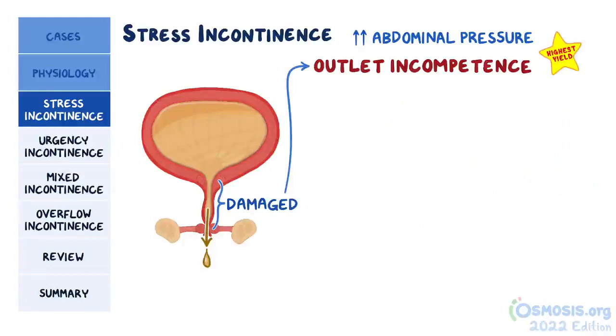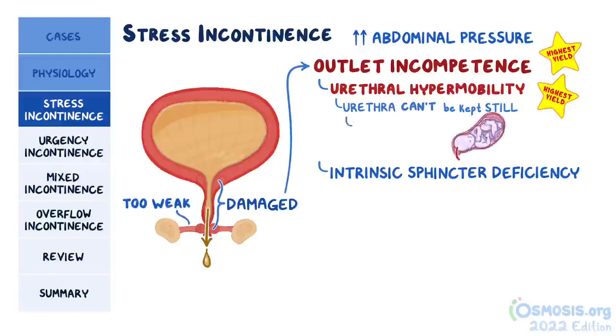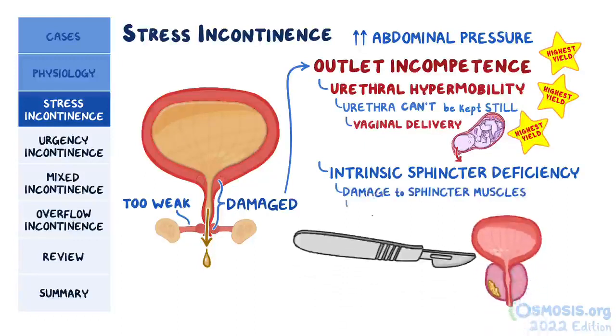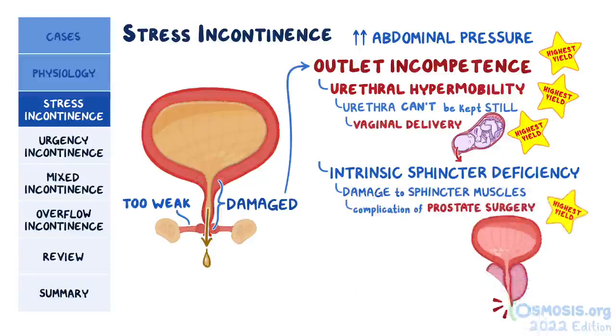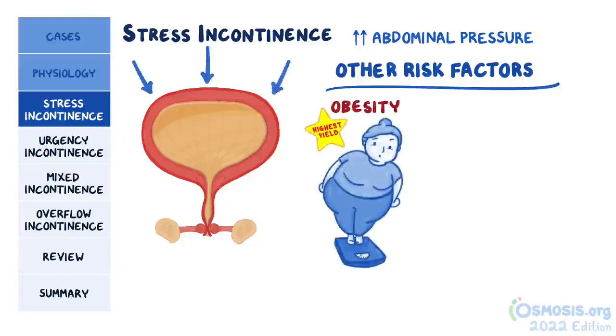Now, outlet incompetence can be caused by urethral hypermobility or intrinsic sphincter deficiency. Urethral hypermobility is a condition where the urethra can't be kept still by the muscles surrounding it because they are way too weak. One thing that can weaken the pelvic muscle is vaginal delivery. On the other hand, intrinsic sphincter deficiency is caused by damage to these sphincter muscles, which is often a complication of prostate surgery.